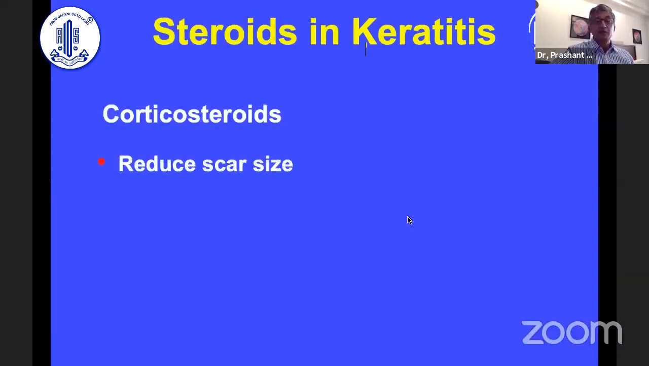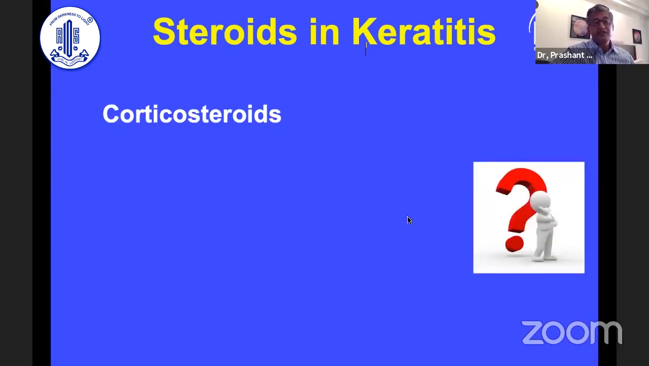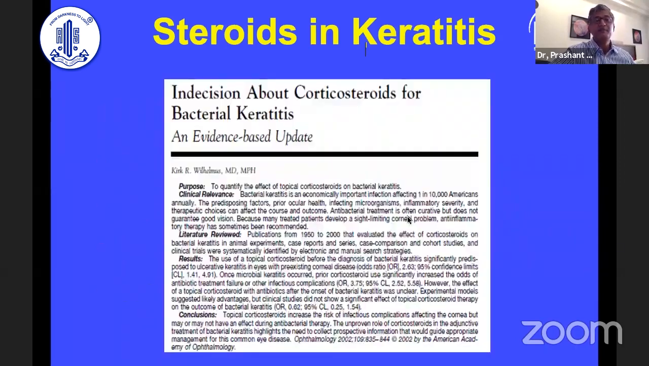So, the expectation from the use of corticosteroid is: are they reducing corneal scar? Does the use of corticosteroid result in improved visual acuity? And does it really shorten the duration of disease? I think all of these are of questionable value. But the most important question that always haunts a clinician in using corticosteroid is, are they safe? Are they not going to be worsening the clinical situation?